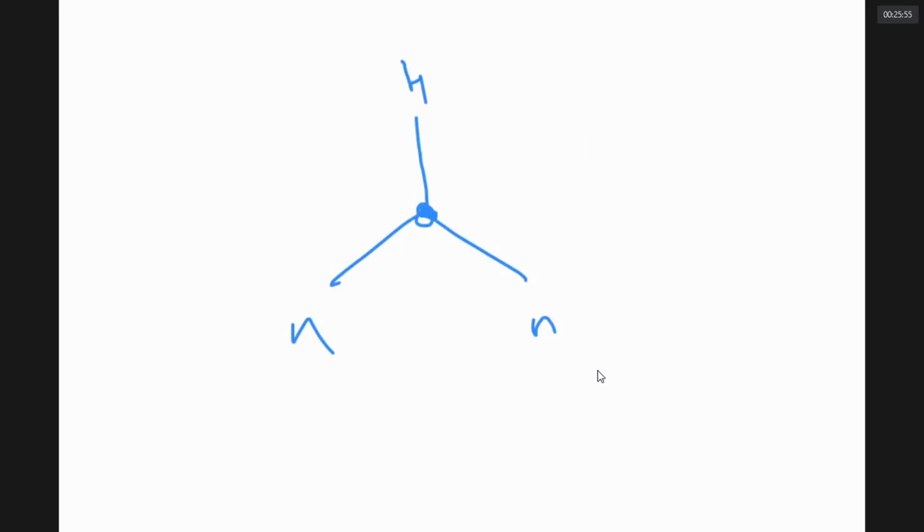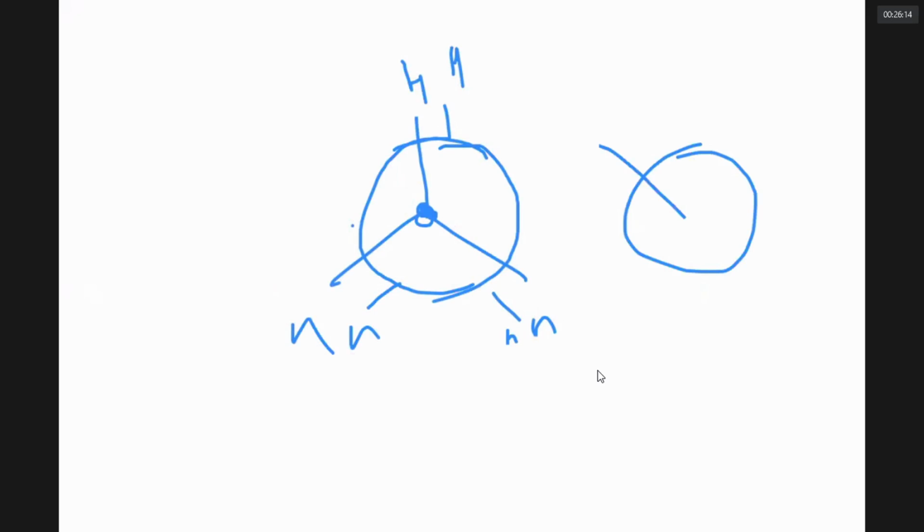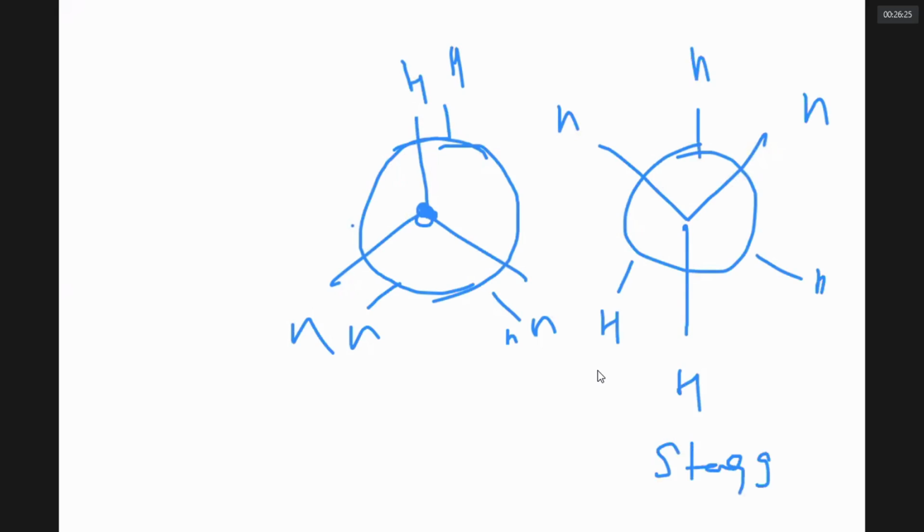And now, this is the second carbon, these are the 3 hydrogens. Here the hydrogens of the first carbon are masking the hydrogens of the second carbon. It is called eclipsed form. And this is another Newman projection where the hydrogens of the first carbon are as far away as possible from the hydrogens of the second carbon. This is called staggered. This is called eclipsed.